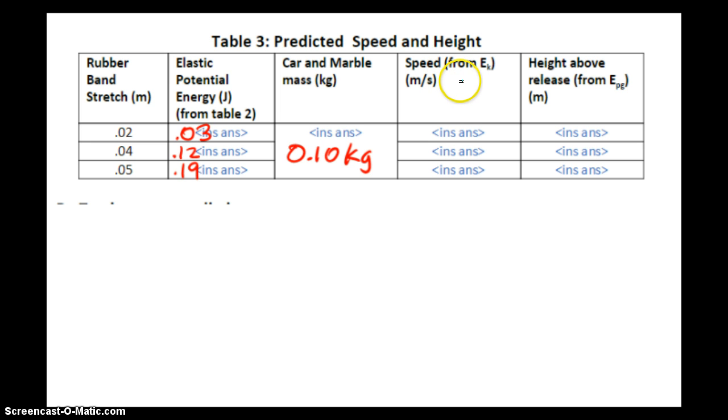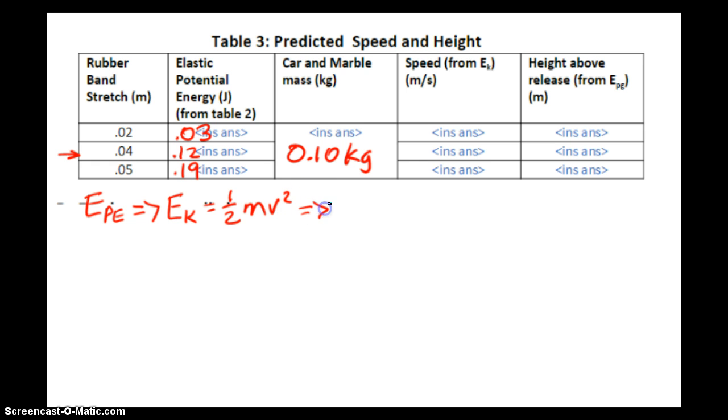From speed, what we're looking for here is if I took all of this elastic potential energy and it became kinetic energy, how fast would the car need to go? And let's take a look at the equation that covers kinetic energy. So if all the elastic potential energy became kinetic energy, and our equation for kinetic energy is 1/2 mv squared, how fast would we have to go? I'm going to use the case for that second entry here, 0.12 joules. 0.12 joules of elastic potential energy became kinetic energy. How fast would that need to go? I'm just going to do it for that one case, and we'll find out what we get.